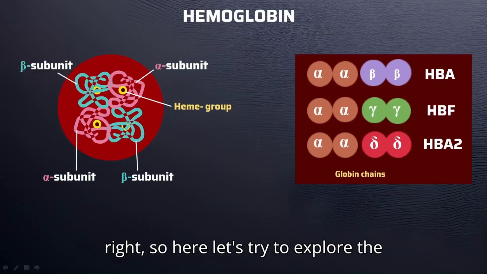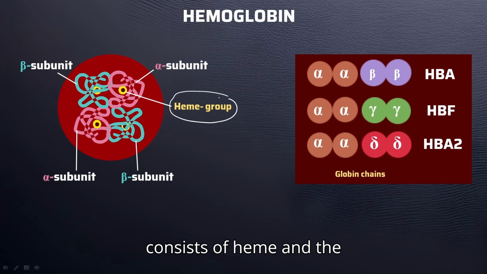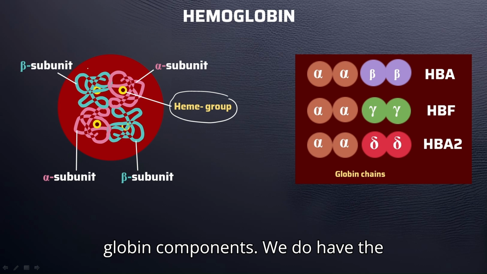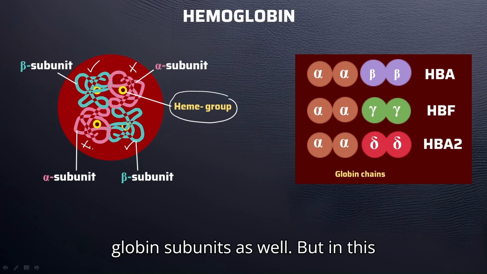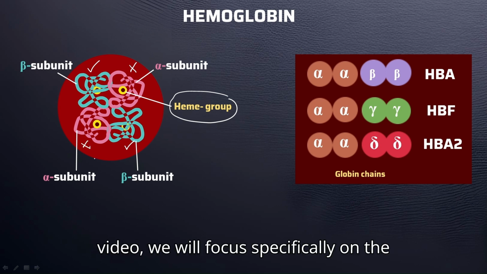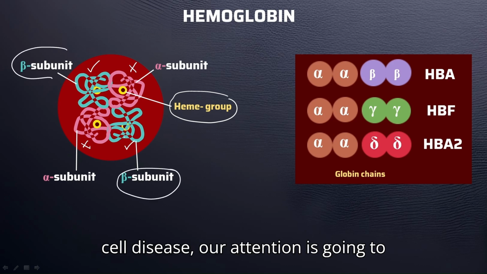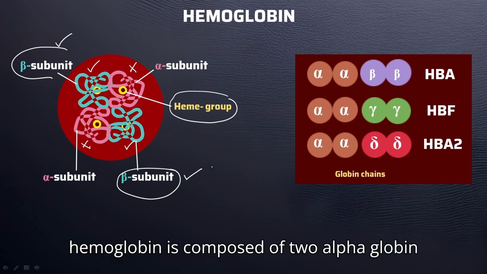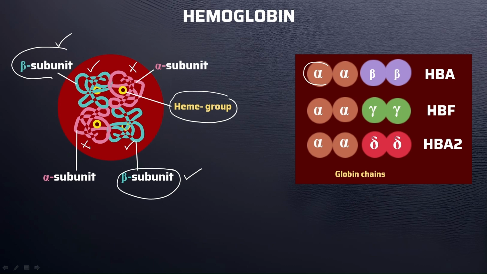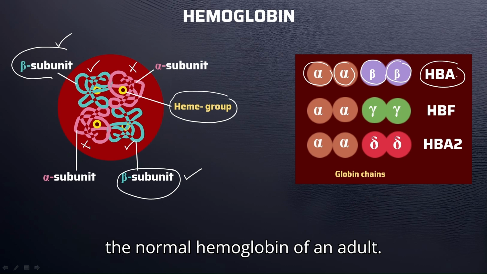All right, so here let's try to explore the simple structure of hemoglobin, which consists of heme and the globin components. We do have the beta globin chain and we have the alpha globin subunits as well. But in this video, we will focus specifically on the beta subunits. In context of sickle cell disease, our attention is going to be mostly here. Typically, hemoglobin is composed of two alpha globin chains and two beta globin subunits. And this is what makes up the normal hemoglobin of an adult.